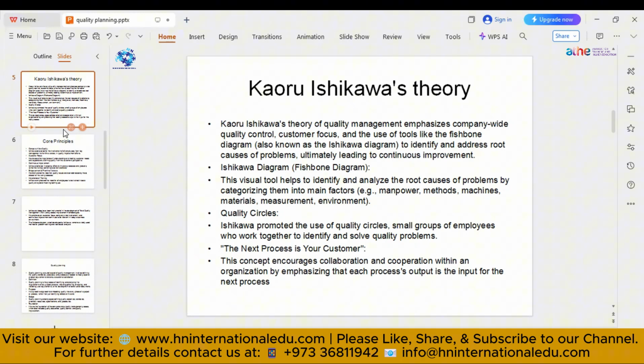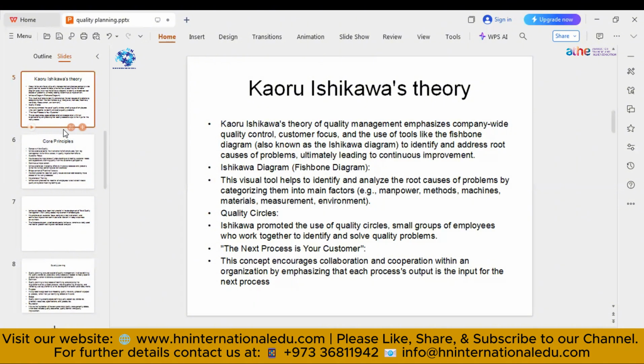This visual tool helps to identify and analyze the root causes of problems by categorizing them into main factors. For example, manpower, methods, machines, materials, measurement, environment. Like it will help you tick the main problem, whether it's in the methods, machines, material, or the environment itself.